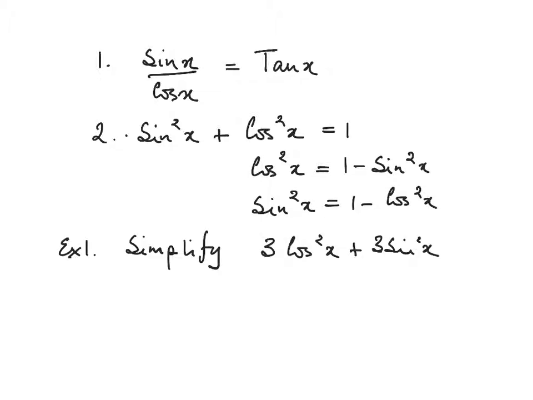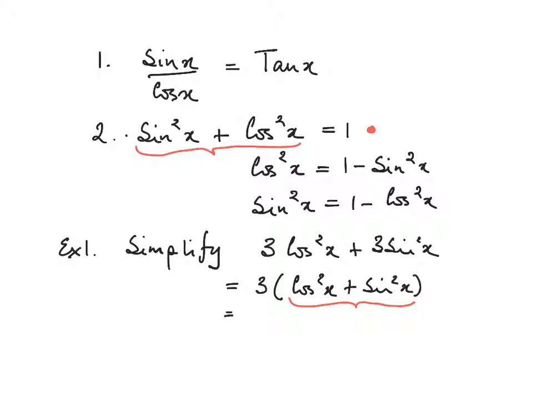Example 1, simplify 3 cos squared x plus 3 sin squared x. What I'm going to do then is take out a common factor of 3, and this here above is this equation. We've got sin squared x plus cos squared x, so that's 3 times 1, which is 3.